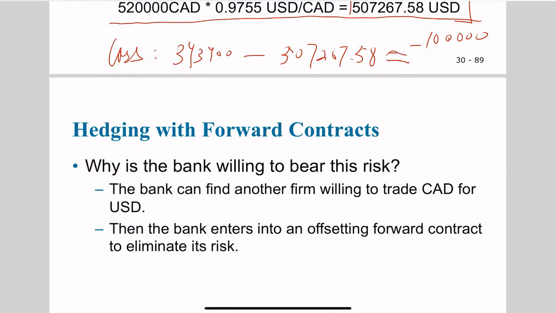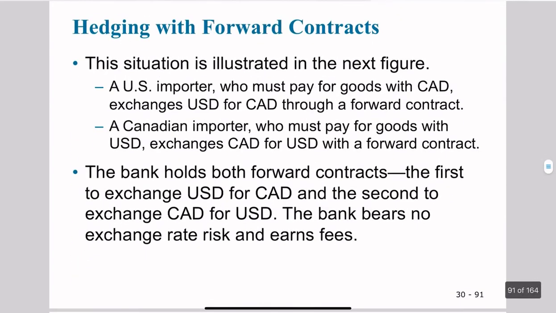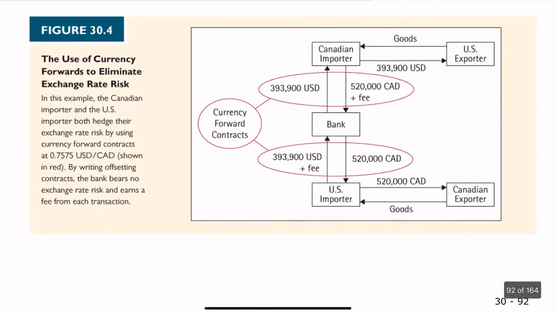So let's see how this works. This sounds complicated, but you can actually see how this works using this picture, and this picture is very easy to understand. So let's say we have one bank, and then here we have a US firm. This US firm is a US importer, which means it will buy goods from a Canadian firm, and it will need to pay this Canadian firm Canadian dollars, right? But then it is a US firm, so it wants to hedge against the currency risk. What will happen is it will want to enter a forward contract with the bank, and it will want to exchange US dollars for Canadian dollars, right?